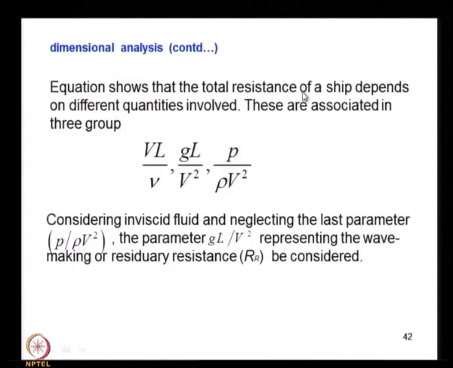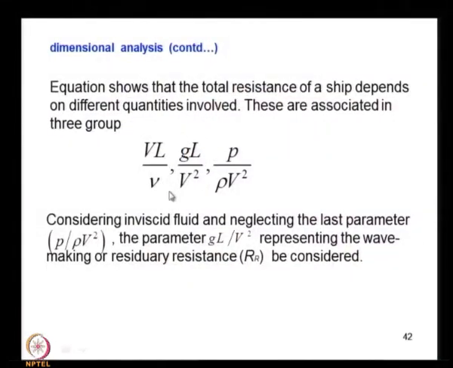The equation shows that the total resistance of a ship depends on the different quantities involved. We have already discussed this. Considering an inviscid fluid, if you consider no viscosity, this term is not considered. So, the Reynolds number is not there, and neglecting the last parameter, the resistance will depend only on this parameter, that is the Froude number. We will see later how this is going to change.